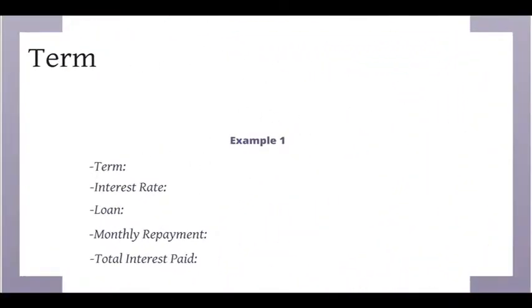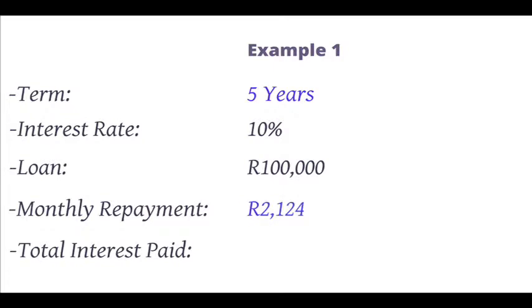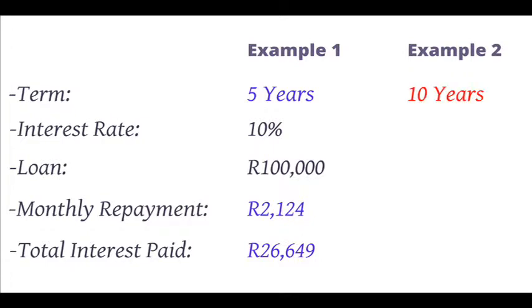The term is another important factor affecting debt. All else equal, if you have a 5-year loan at 10% interest rate on 100,000 Rand, you will pay 2,124 Rand on a monthly basis. The total amount of interest you will have to pay on that amount is 26,649.